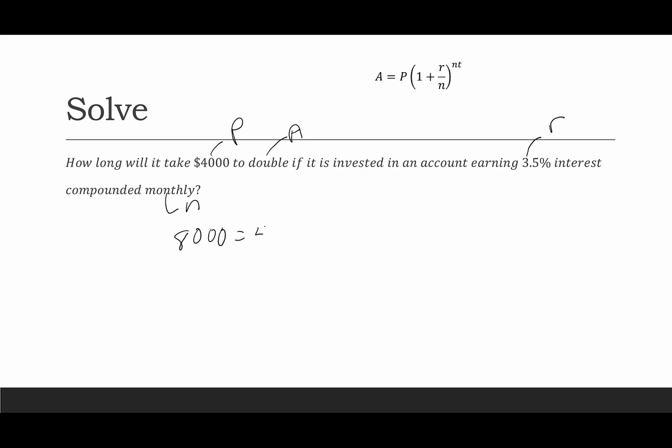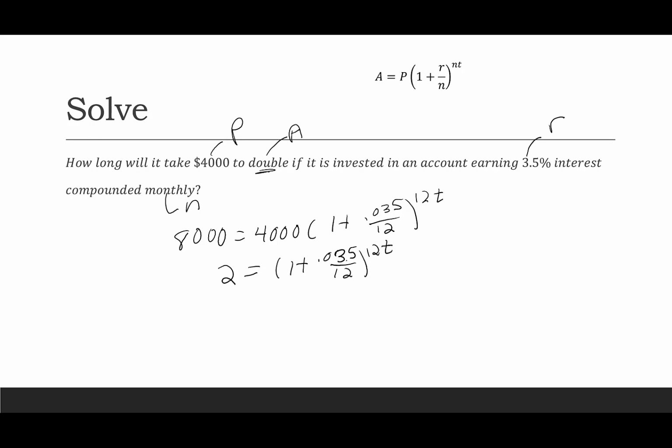We started with 4,000. We have 1 plus 0.035, monthly was 12, to the 12t. Now we're solving for t, which means I want to bring back in natural log. A lot of times I say these problems are kind of like divide, log, divide. So I'm going to start by dividing. I don't want to take the log until I isolate that exponential part. So I bring the 4,000 over, that gives me 2. That shows me that double. 1 plus 0.035 over 12 to the 12t.